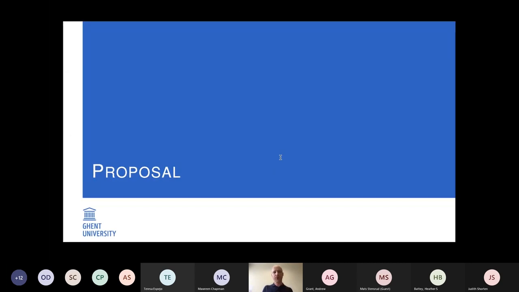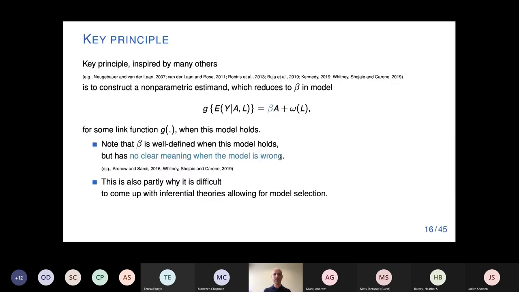So I'm going to walk you through the key elements of the proposal, and then Oliver will talk about how exactly we do the inference. The key principle, which is inspired by many others, is to construct a nonparametric estimand, but one that basically reduces to a well-known parameter, beta, for instance, in this generalized linear model where G is the link function that we're going to work with. So if the model holds, I want the estimand basically to reduce to that number beta, if you like.